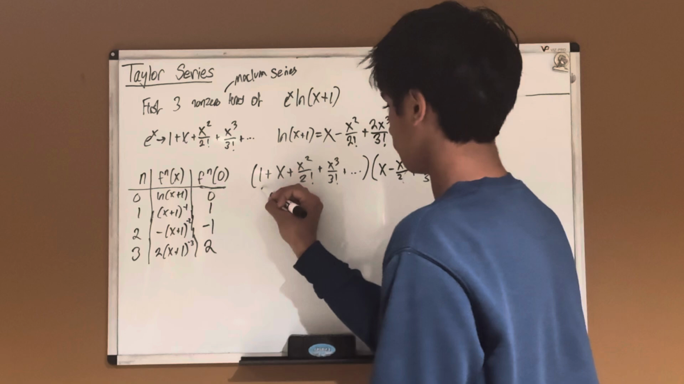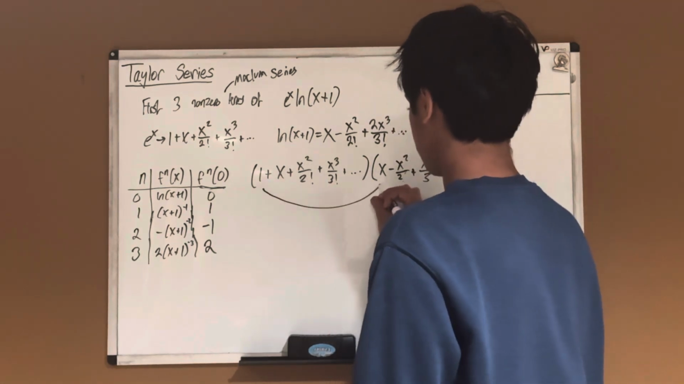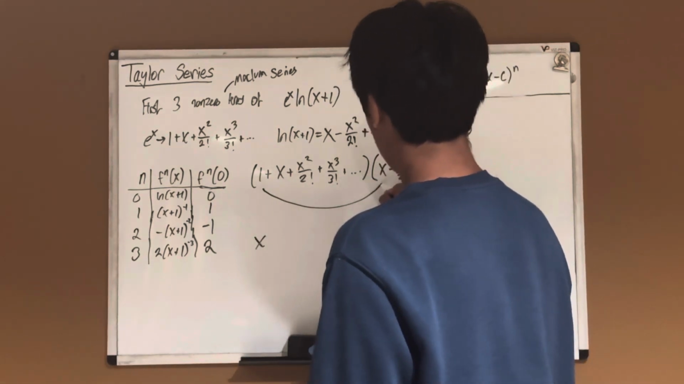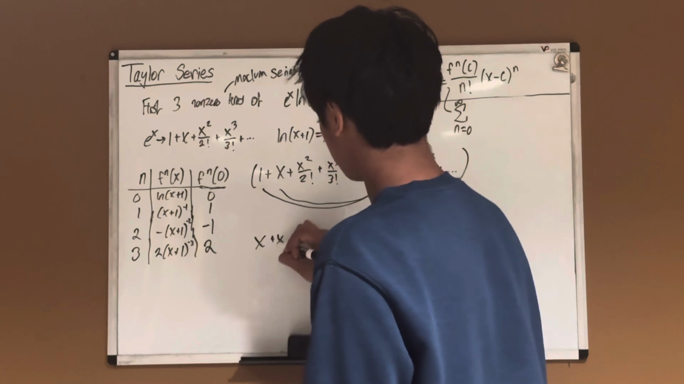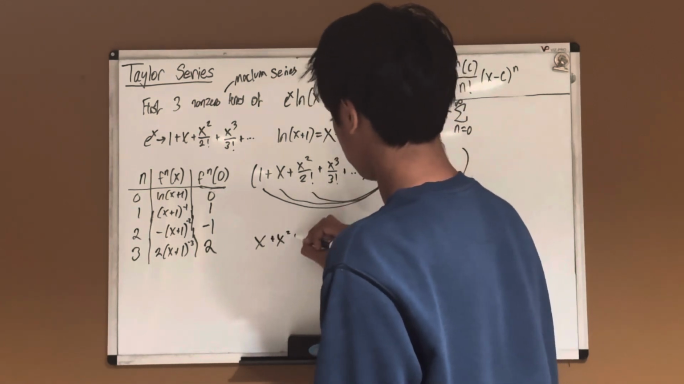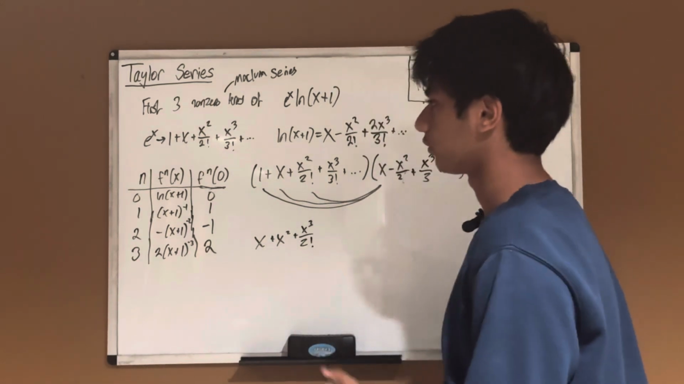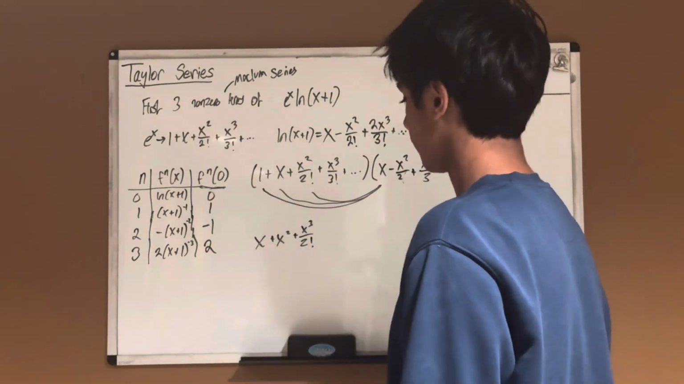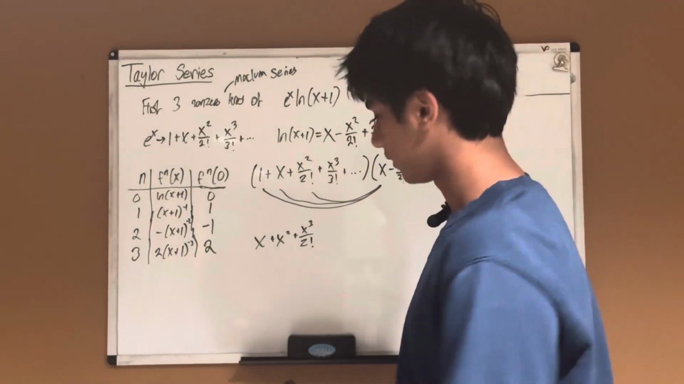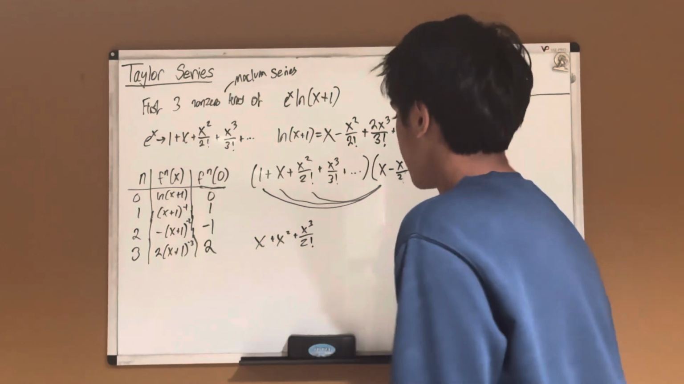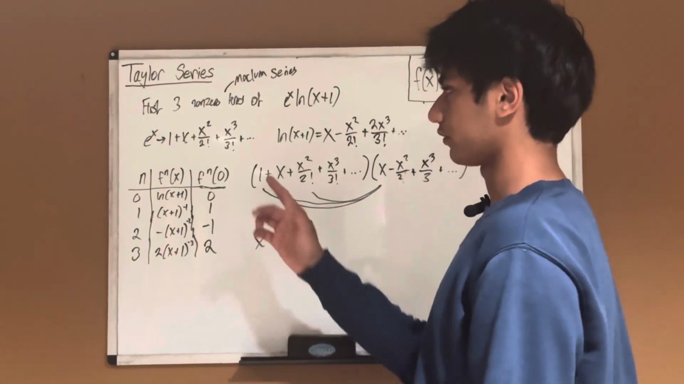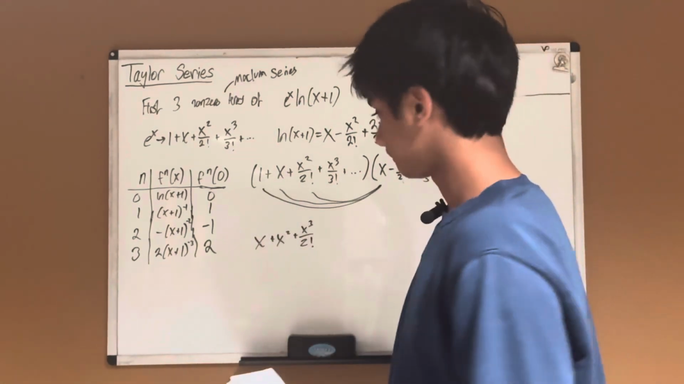So we multiply x by that, so we get x. Multiply x by that, we get x squared. Multiply x by that, we get x cubed over 2 factorial. And we can stop here because we only want the first 3 non-zero terms. So we know that it's probably going to be x cubed as the last non-zero term. That's going to be the max.